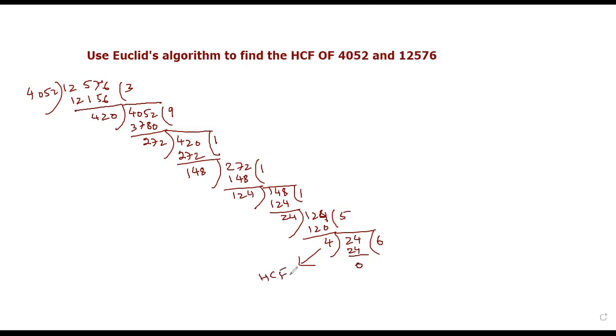4. HCF is 4. So you have to write each step. In Euclid's division lemma, you should write the steps 1, 2, 3, 4. So you will have 7 steps. After 7 steps, you can write therefore HCF of 4052 and 12,576 is equal to 4. So HCF of these two numbers is 4.